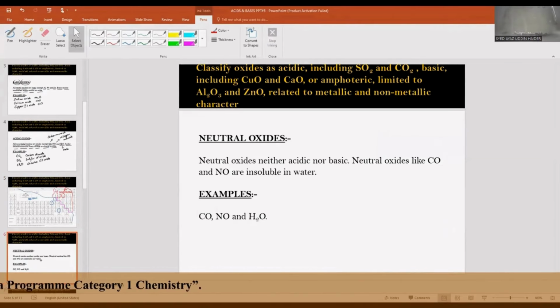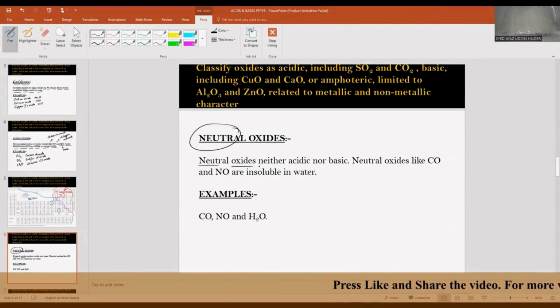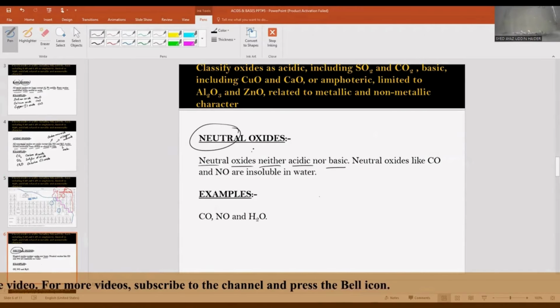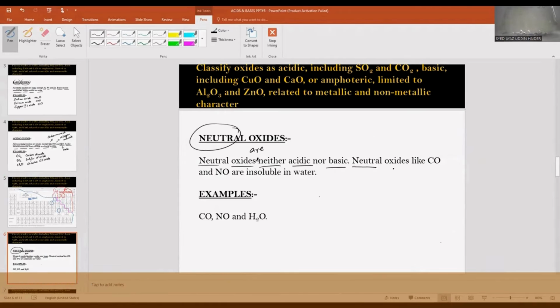They are neutral oxides. So now let's talk about neutral oxides. Neutral oxides are neither acidic nor basic. Neutral oxides like CO and NO are insoluble in water. So these two are also insoluble in water. Some examples: CO, carbon monoxide; NO, nitrogen monoxide; H2O, water.